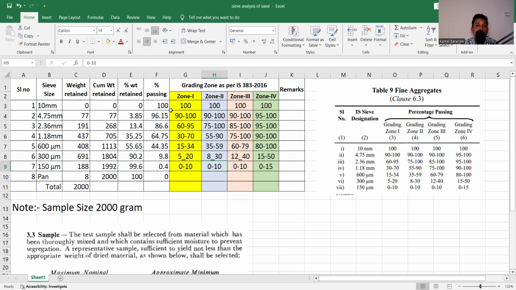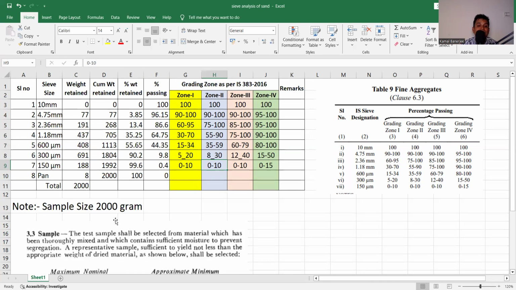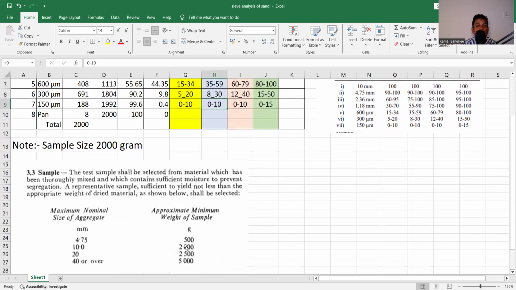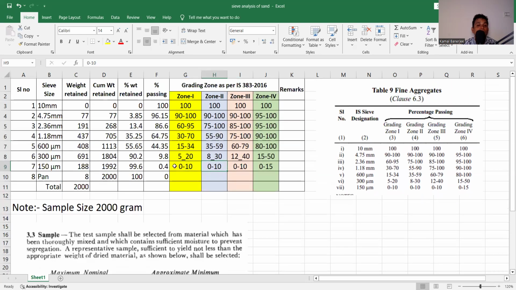So in this way, we need to find out which zone the sand belongs to. First, to summarize, the sample size is according to the maximum size of aggregate, that is 2000 grams, that means 2 kgs. And what are the sieve sizes? 10, 4.75, 2.36, 1.18, 600, 300, 150 and pan. And then first the weight retained in individual sieves, cumulative weight retained, cumulative percentage of weight retained, then percentage of passing. And according to the percentage of passing, we summarize that it is zone 2.